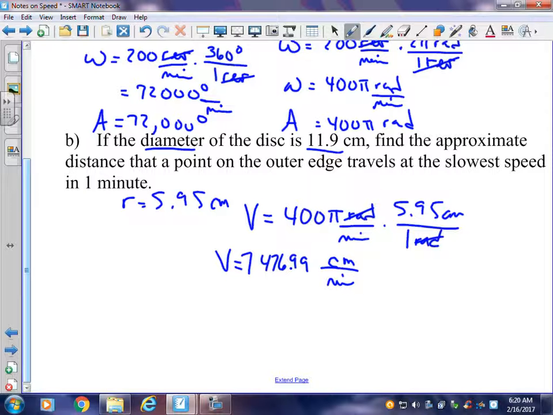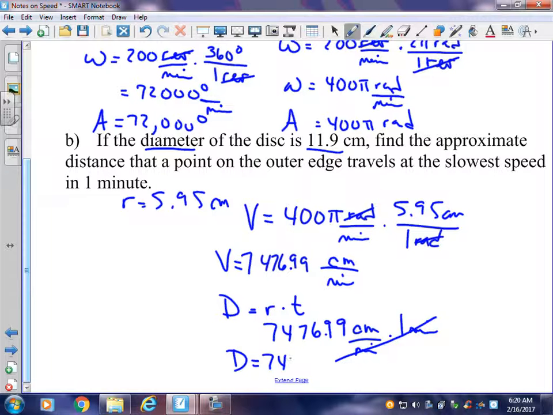Now it asks us what's the distance it went in a minute. So if I take distance equals rate times time and multiply 7,476.99 centimeters every minute times 1 minute, the minutes will cancel out, and your distance will just be this number in centimeters. Now, that's kind of just really obvious because it said in a minute on the unit, but if I said 3 minutes, then I'd multiply by 3 minutes. So I have to know what units I'm working with.